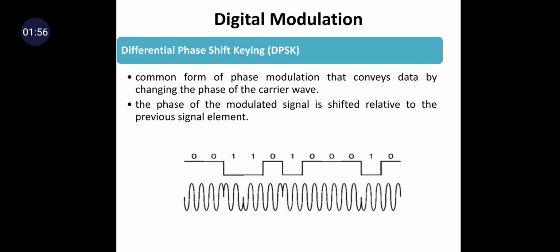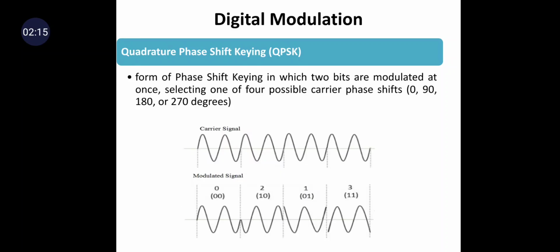And the second example is differential phase shift keying, DPSK. It is a common form of phase modulation that conveys data by changing the phase of the carrier wave. The phase of the modulated signal is shifted relative to the previous signal element. The waveform is also shown.